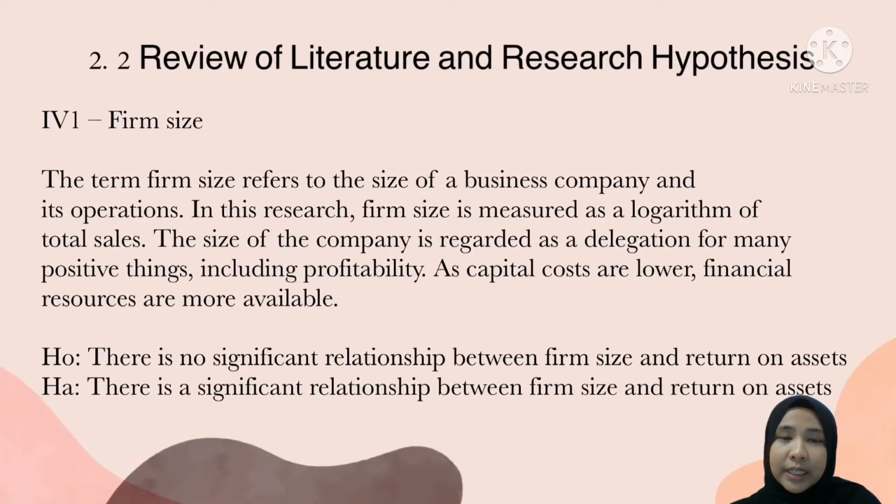So for the first independent variable, which is the firm size, the term firm size refers to the size of a business company and its operation. In this research, firm size is measured as a logarithm of total sales. So this is the firm size hypothesis: for H0, there is no significant relationship between firm size and return on asset. And for HA, there is a significant relationship between firm size and return on asset.